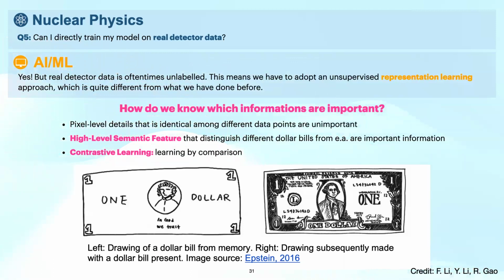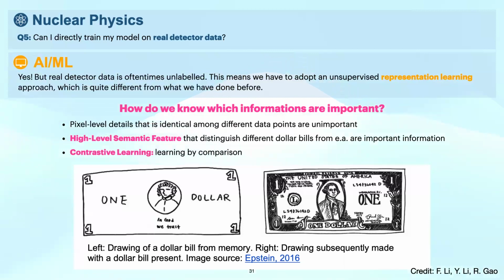If you compare these two drawings from exactly the same student, you can see that a lot of the details, like these frills on your dollar bill, these fine details at pixel level, are actually not important. What the student actually remembers in their brain when they are drawing the dollar bill are the $1 dollar sign that actually separates this dollar bill from different dollar bills, right? These kinds of information that we actually store in our brain when we are learning are what we call high-level semantic information that distinguishes different dollar bills from each other. That's why we can use a method called contrastive learning to extract this kind of high-level semantic information.